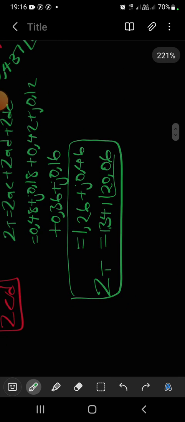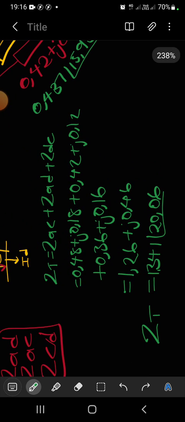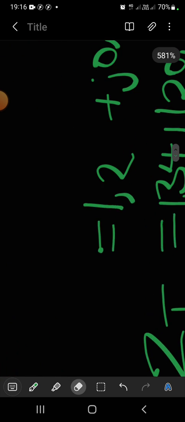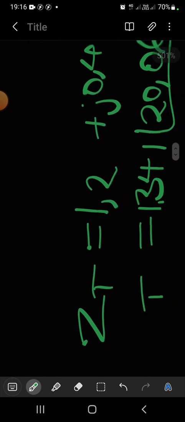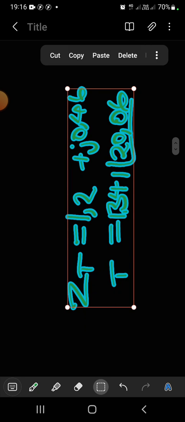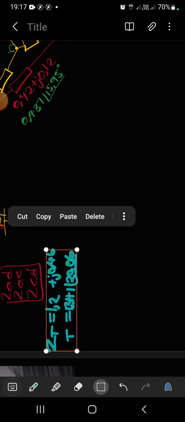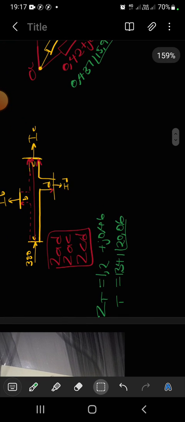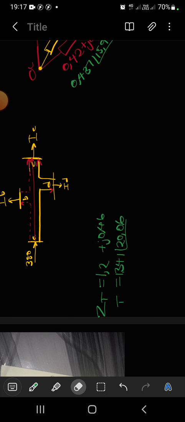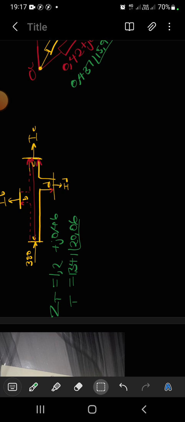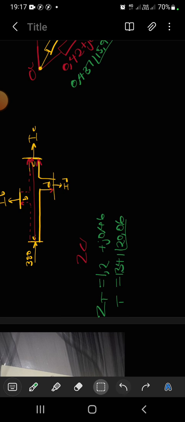So I'm gonna remove the steps and then just keep the Z itself. That's ZT. I'll snatch all of that and put it up there. We're gonna need it.